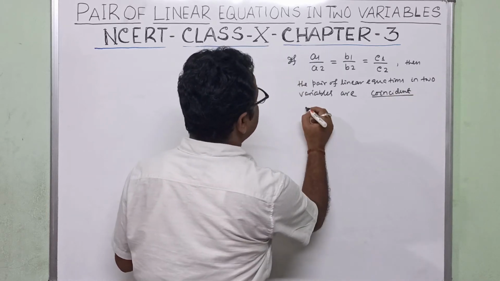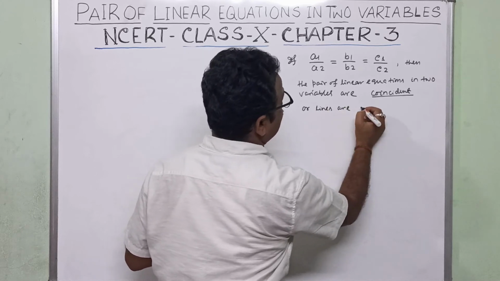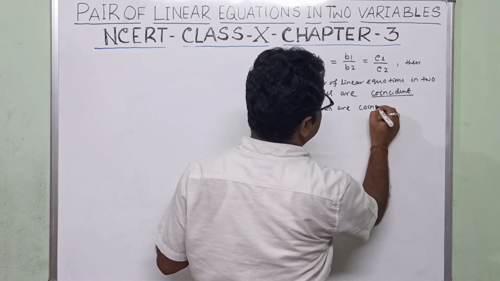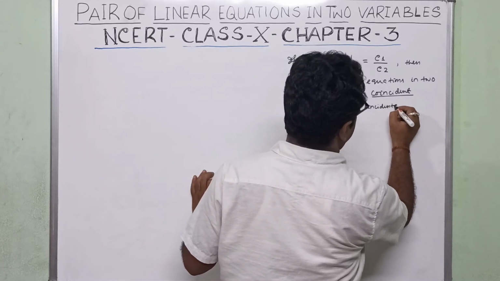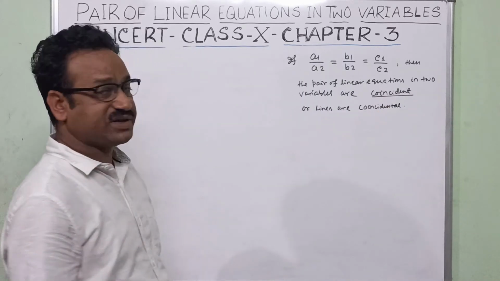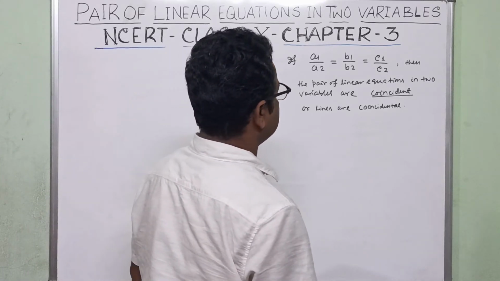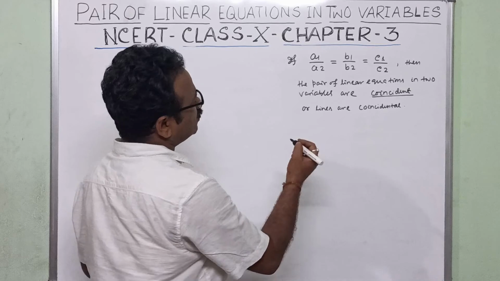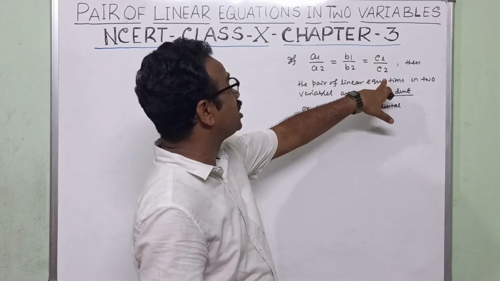Coincident, or we can write, lines are coincidental. Now, how can you know this? A1 by A2 is equal to B1 by B2 is equal to C1 by C2.